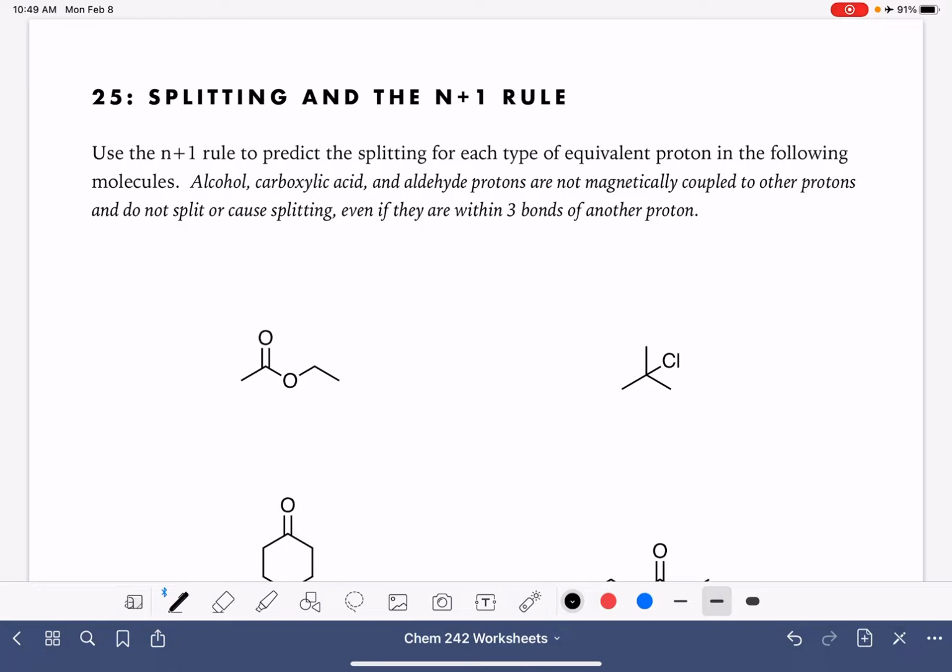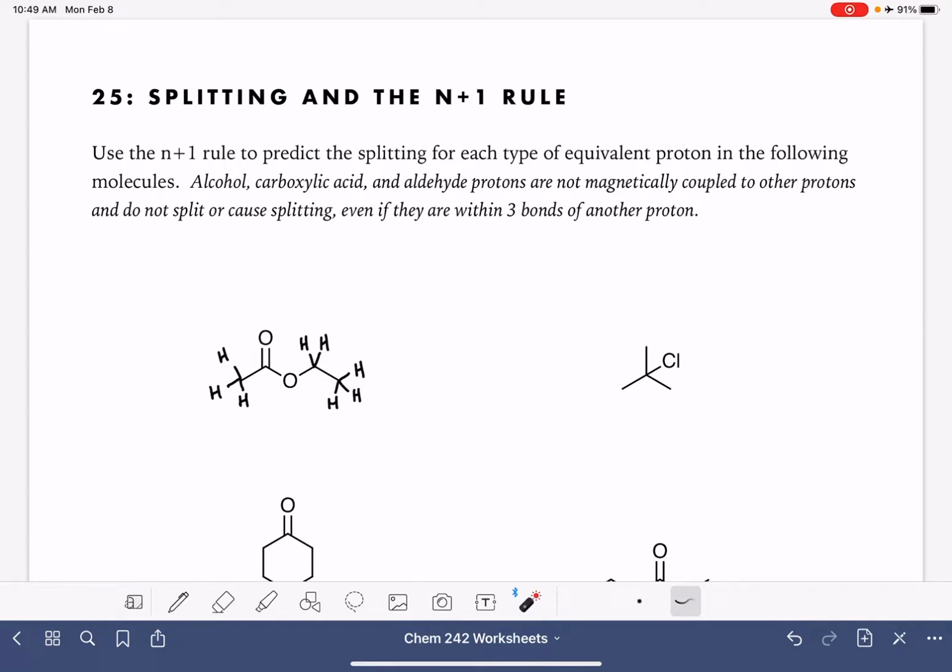Splitting takes place between protons that are within 3 bonds of each other, and because of this whole 3-bond concept, it is a little bit easier to analyze the splitting patterns if we actually draw the hydrogen atoms onto these line structures. It makes it easier for us to count how far away the hydrogens are from each other.